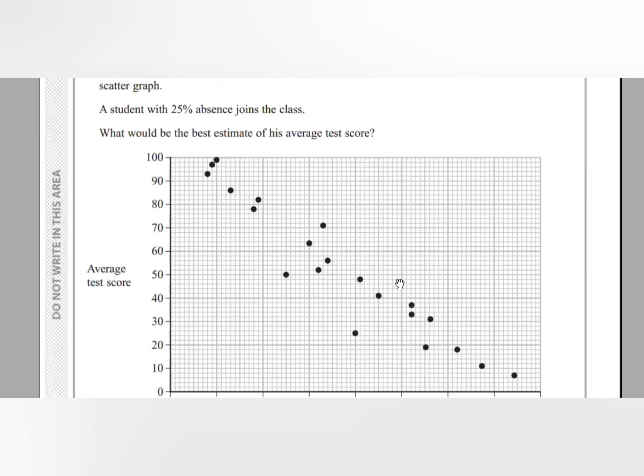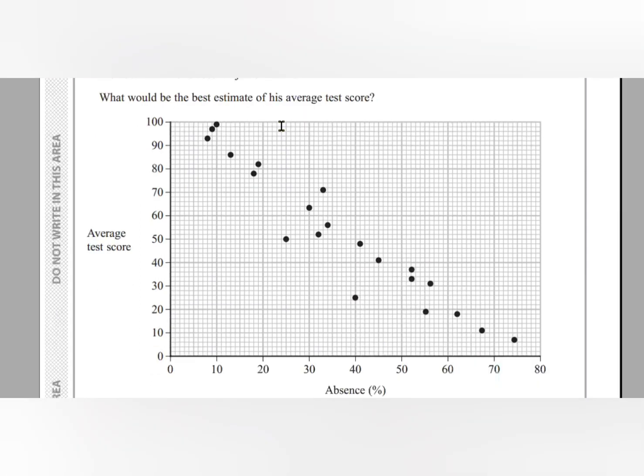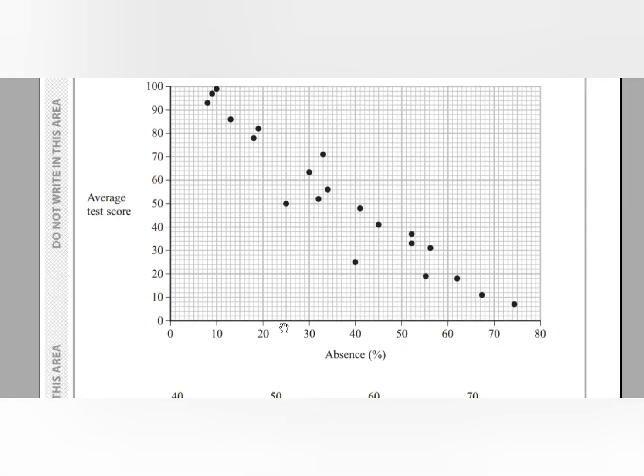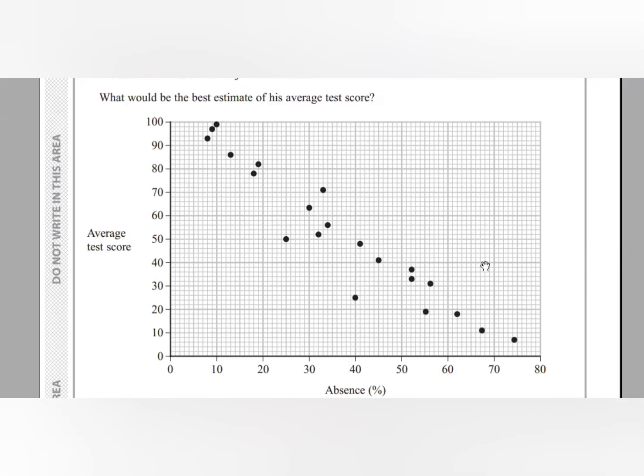So we're going to come to the absence, find the 25%, go up until the line stops us, and then we go back to the average test score. Now, first thing, when we have a scatter graph, first thing we do is what? Very good. We draw a best fit line. So let's draw a best fit line first, like this.